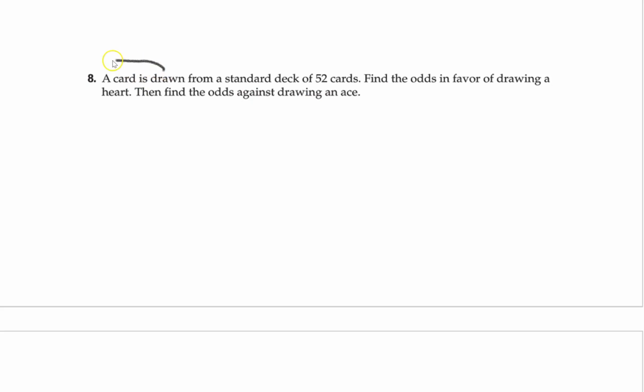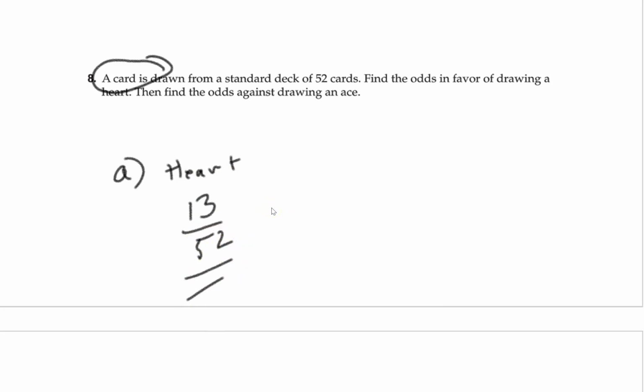So, we have one card here. In favor of drawing a heart. If you remember from earlier, there's 13 hearts in a deck. There's 52 cards. So that's it. 1 out of 4. Odds of getting a heart. Now look at this one.